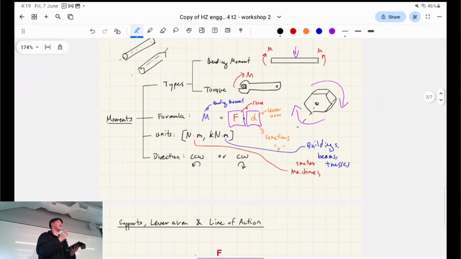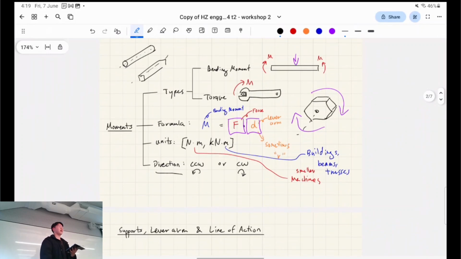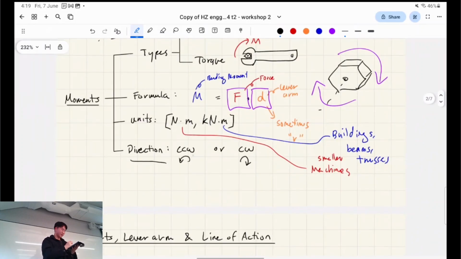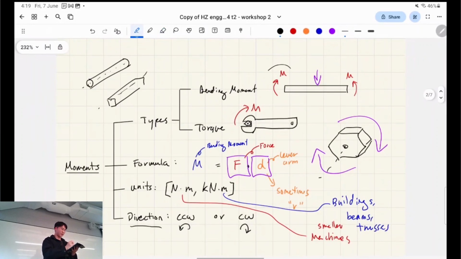Okay. Here's the weird part. Moments are actually directional, just like how forces are directional, but instead of a linear direction, actually there is a linear direction for it, but it's in and out of the page. Instead, we talk about it in terms of counterclockwise and clockwise. It's because it's that whole twisting. So that arrow that I'm drawing is a curved arrow, and it can be either clockwise or counterclockwise.